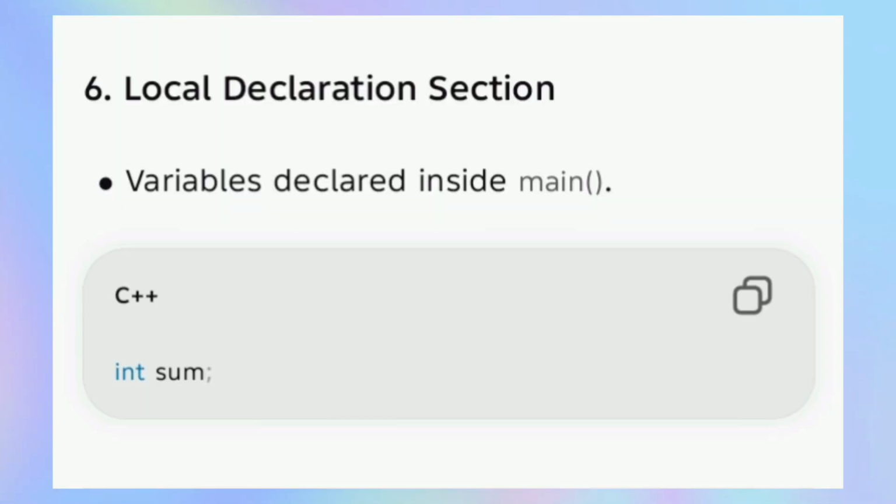Local declaration section: the variables declared inside the main, for example int sum. A local variable is used only in the specified program or method. Inside the method only can you declare and access the variable, and it holds the value locally. A global variable can be accessed in the entire program, but local variable values can be accessed only in the local declaration section.